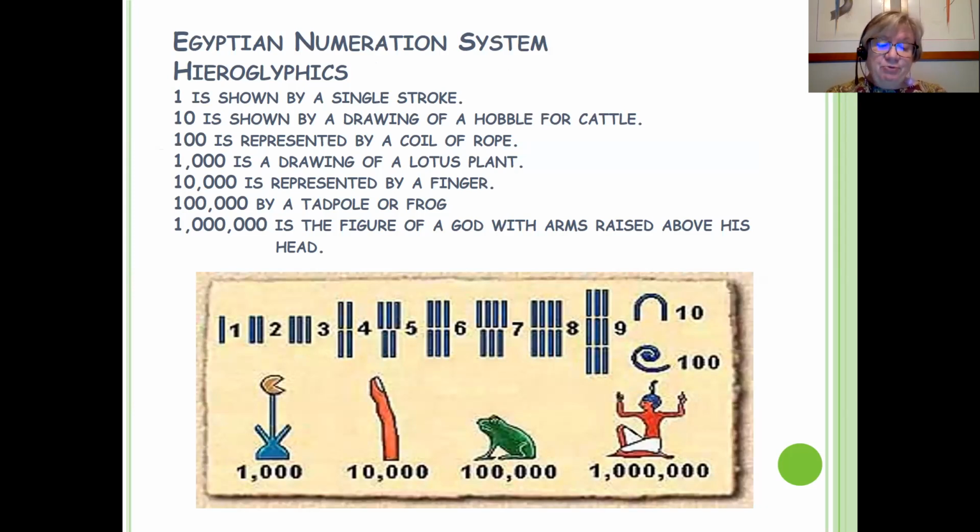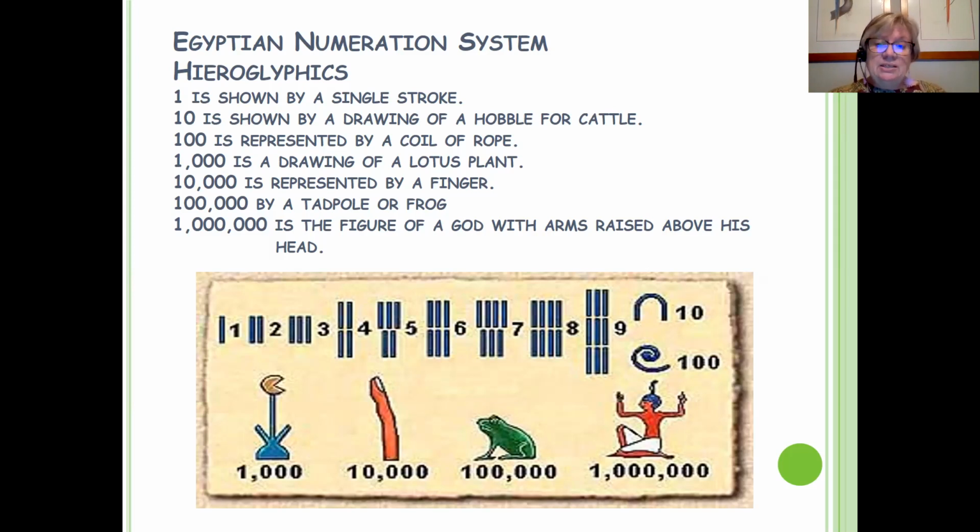So you've got a different symbol for each power of 10. 1 million is the figure of a god with arms raised above his head. 100,000 is the frog. 10,000 is the pointed finger. 1,000 the lotus flower. 100 is the scroll. 10 is a heel bone. And 1 is just that one rod. And to create a number, you just use as many of those as you need.